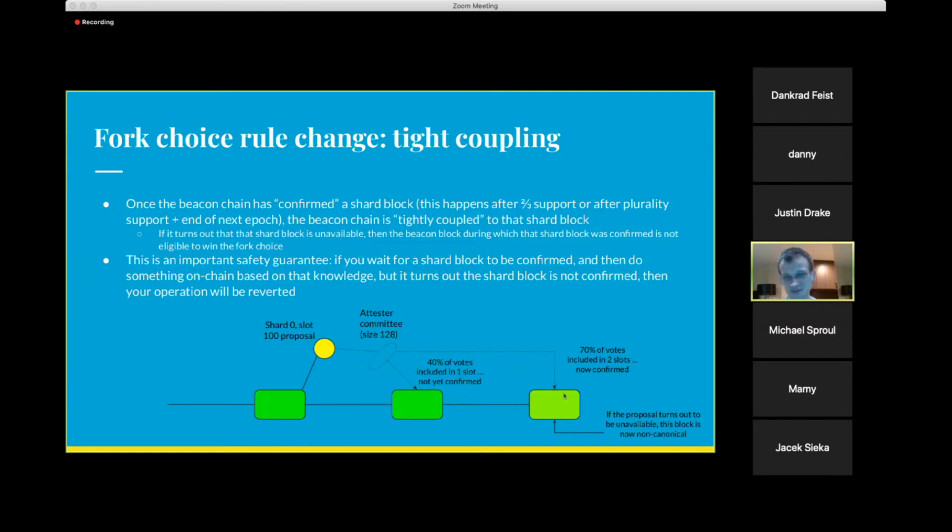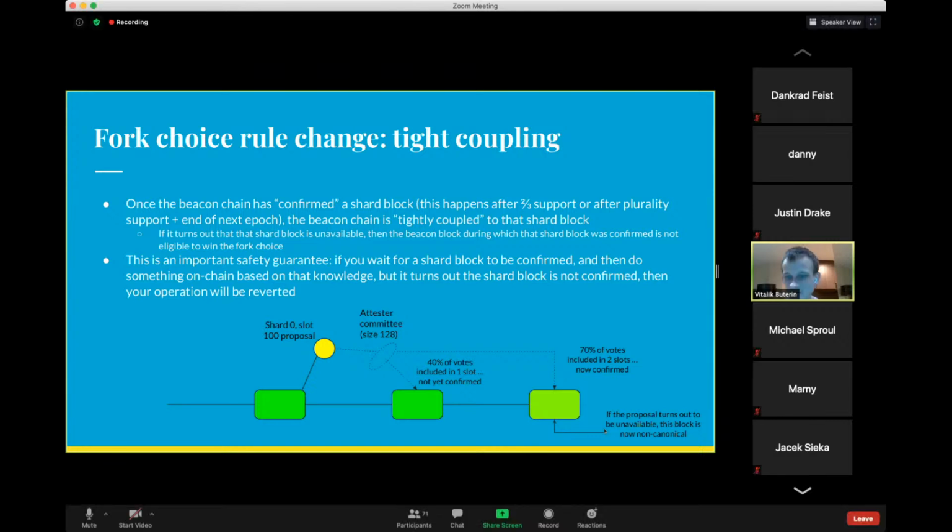So if it turns out that the shard block actually is not canonical or is not available, then that beacon block is now just not canonical. So it's not part of the chain that people should follow, even if you have all of these committee votes. And this provides an important safety guarantee.